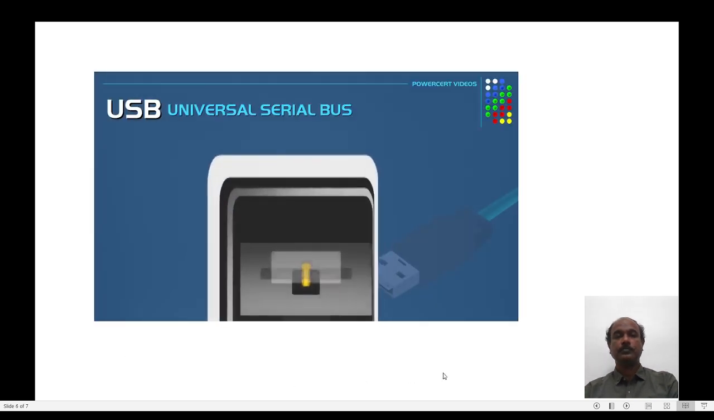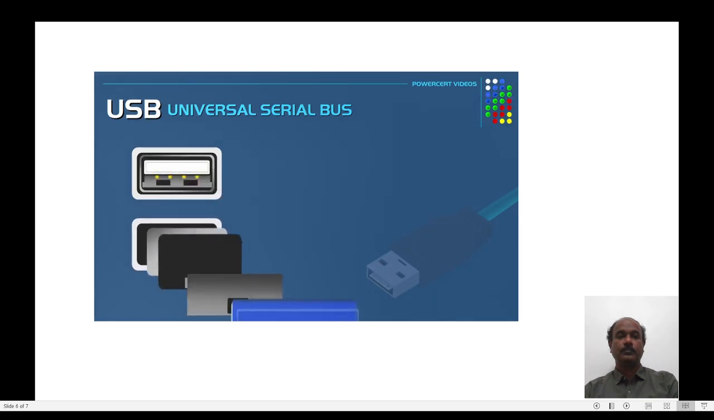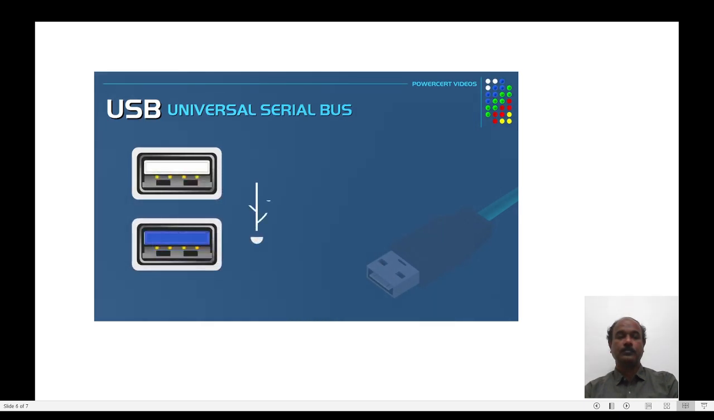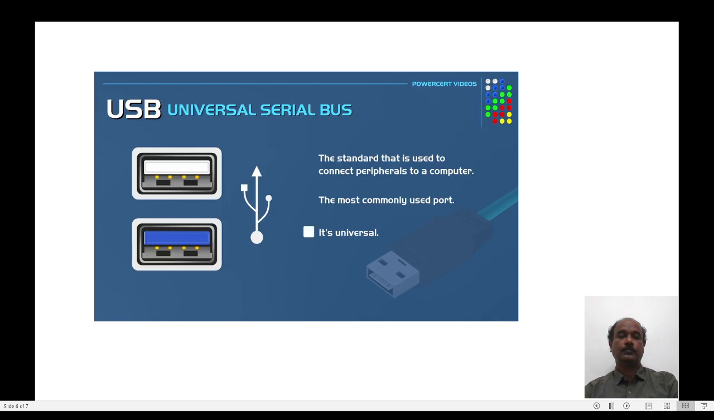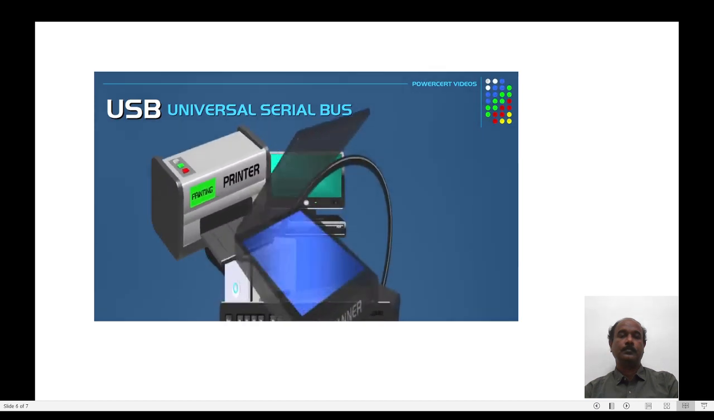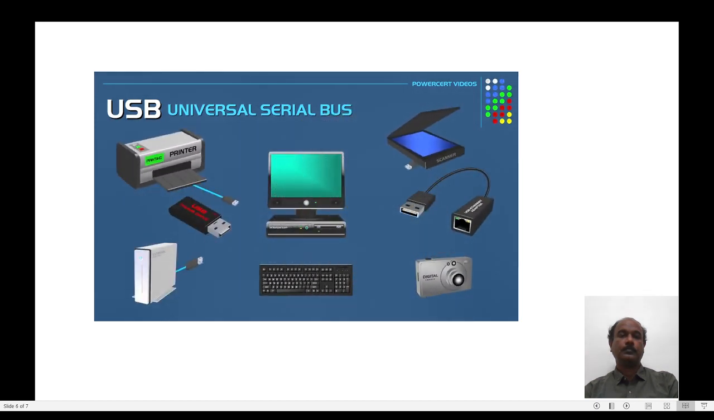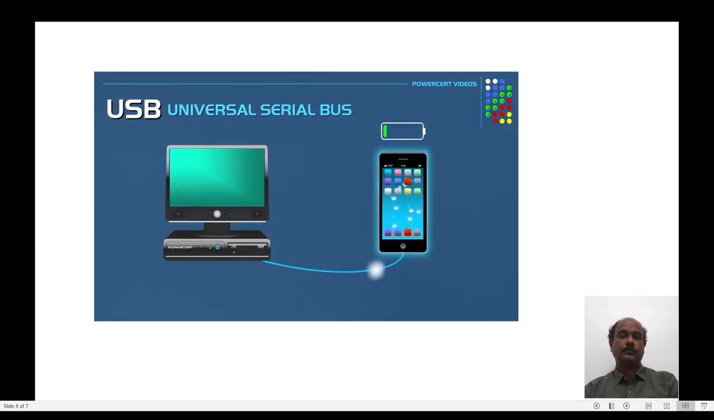Hello everyone. In this video, we're going to talk about the USB port, cables, and connectors. Now USB stands for Universal Serial Bus. The USB is the standard that is used to connect peripherals to a computer, and it's by far the most commonly used port. The reason it's so commonly used is because, just like its name says, it's universal. The USB port is used to connect many different kinds of devices, such as keyboards, mice, cameras, printers, scanners, external hard drives, flash drives, and it can even do networking and so much more. It's also used to charge devices such as cell phones.